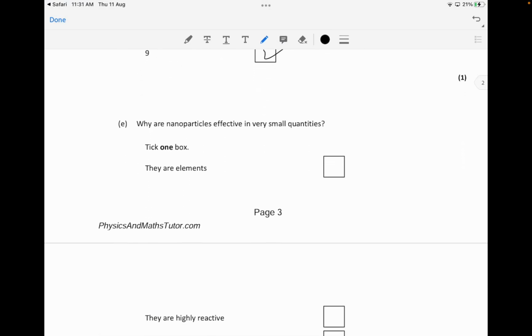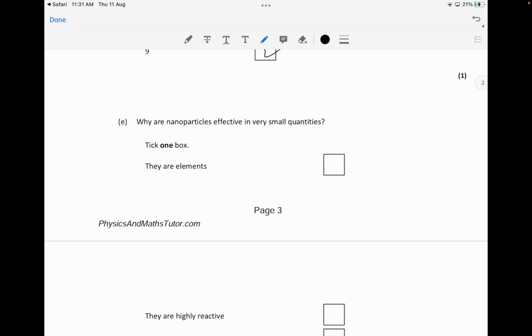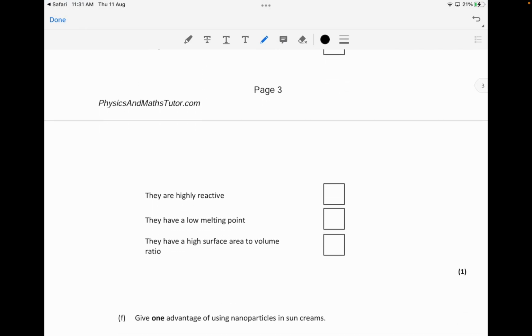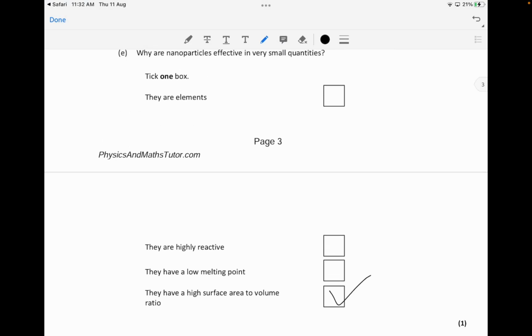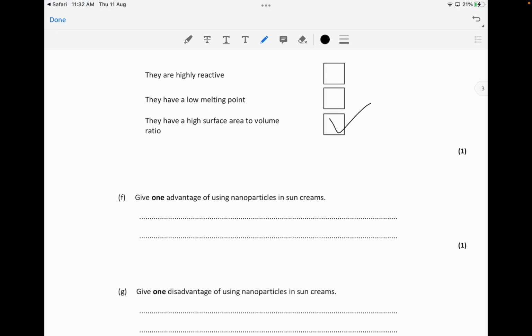Now, the next question is asking, why are nanoparticles effective in small quantities? This is one point that you have to remember: nanoparticles are really tiny particles, and they have a huge surface area to volume ratio per particle. So you're going to mention that they have a high surface area to volume ratio. That's going to be your answer in this case. Okay, so let's move on to the next question.